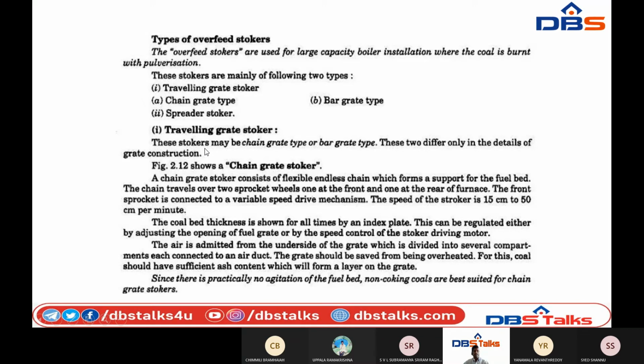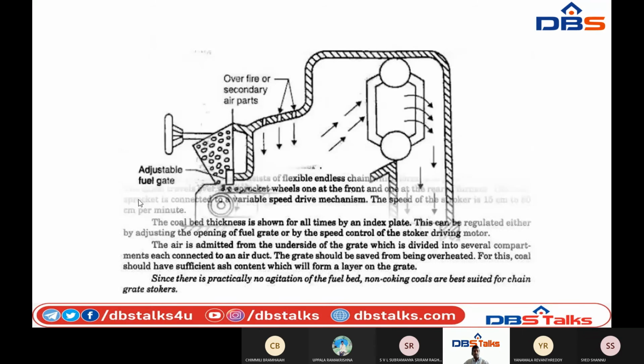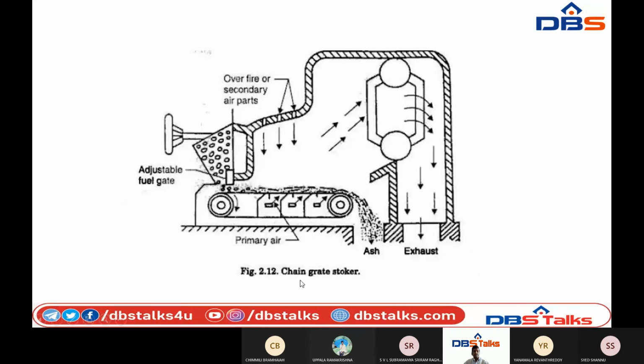The grate construction may change here, and everything else is the same as the chain grate stoker type. In this figure, I am showing the chain grate stoker type. First of all, an endless continuous chain is shown here for transferring the coal from one point to another. The chain is fixed upon two stoker wheels.